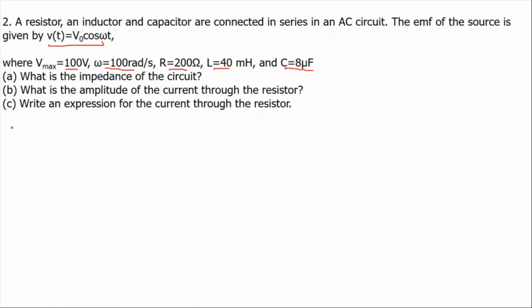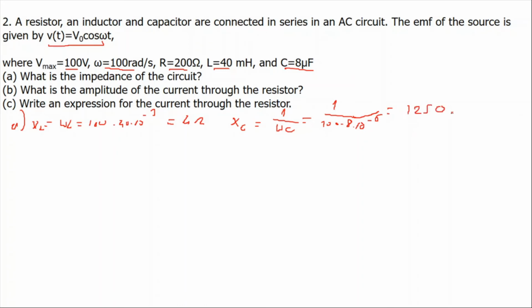Okay, similar to the previous question, first let's find the XL and XC. XL will be WL, and it will be equal to 100 times 40 times 10 to the negative 3. It will make 4 ohms. And XC will be equal to 1 over WC, and it will be equal to 1 over angular frequency, which is 100, times the capacitor, which is 8 times 10 to the negative 6, because it is microfarad. So calculating this one will give us 1250 ohms.